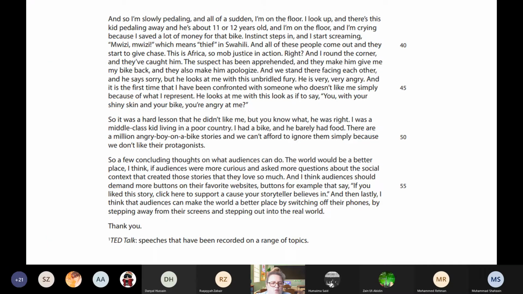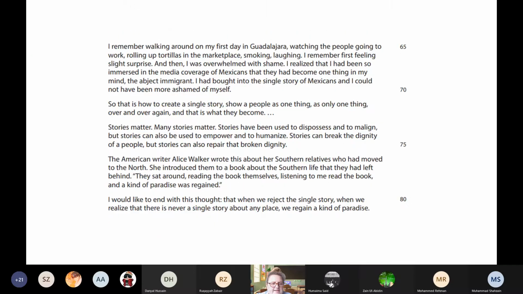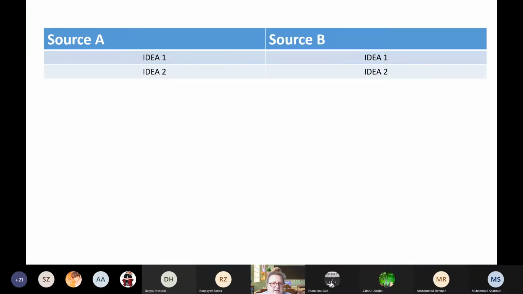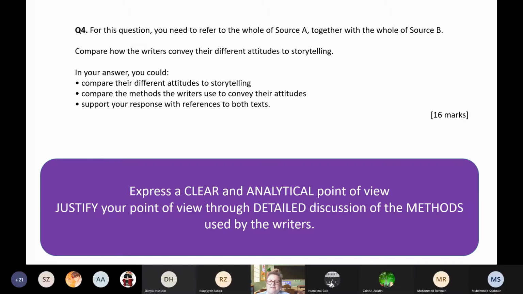So question 4 on this paper is another question that is asking you to make some comparison. So this one, it says, for this question, you need to refer to the whole of source A together with the whole of source B. That doesn't mean you have to write about something from every single section of the text. It just means that there's no limit about where you can take an idea from. And this time it asks you to compare how the writers convey different attitudes to storytelling.